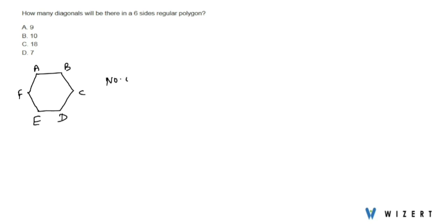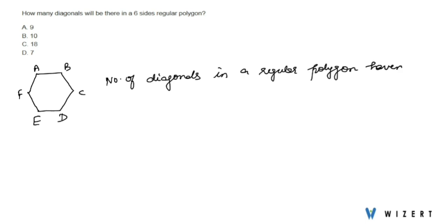So we know that the number of diagonals in a regular polygon that have n sides is given as n multiplied by (n minus 3) divided by 2. So this is the formula for the number of diagonals in a regular polygon.